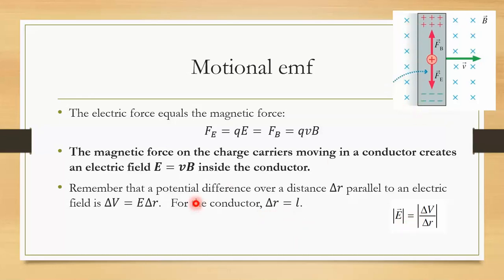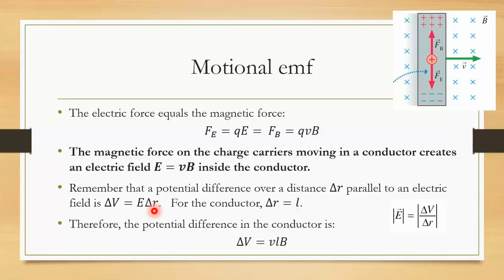So the result is that we now have an electric potential that's equal to the electric field times delta R, and that potential equals the electric field, which I've said is V times B, times delta R, which in this case is L. So this equation is also on your AP Physics 2 equation sheet. This says the potential difference across a conductor that's moving through a constant magnetic field is equal to the velocity of the conductor times the length of the conductor times the strength of the magnetic field.